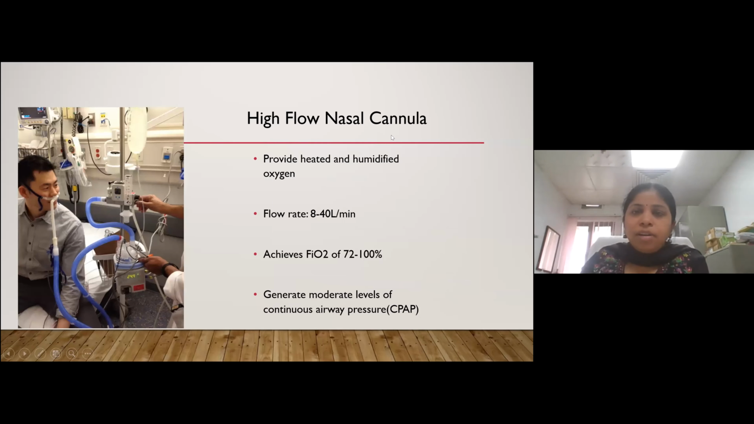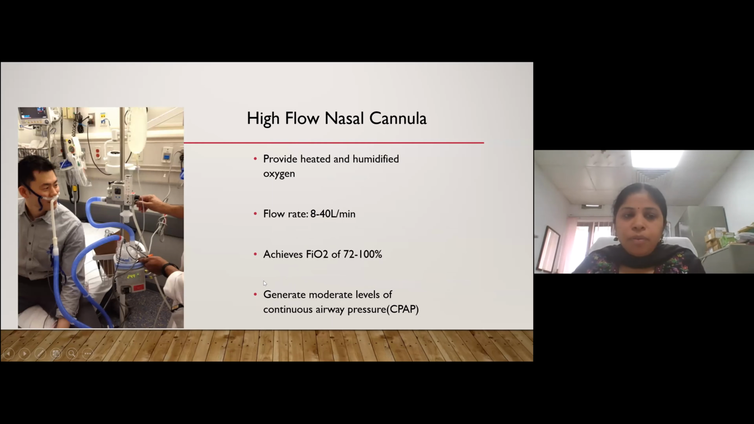Then the high flow nasal cannula system, which we call HHFNC. These are systems which are used from the neonate to the adult, and the flow rate is generally 2 liters per kg. In pediatrics, mostly flow starts from 8 to 20 liters per minute, and it achieves a FiO2 of around 70 to 100%.